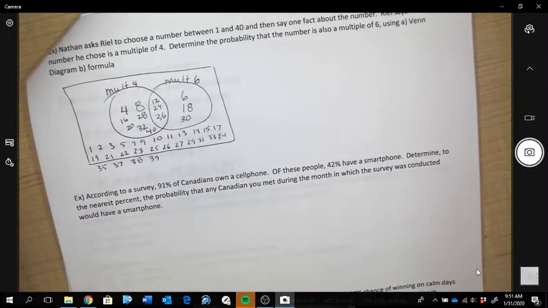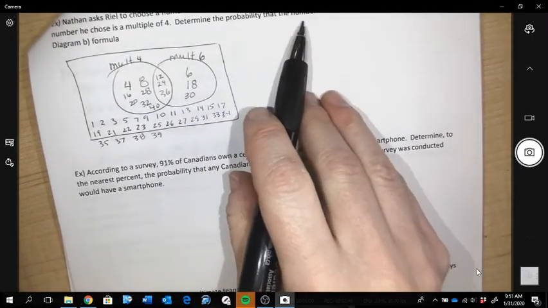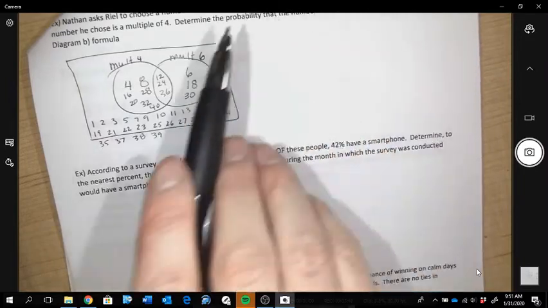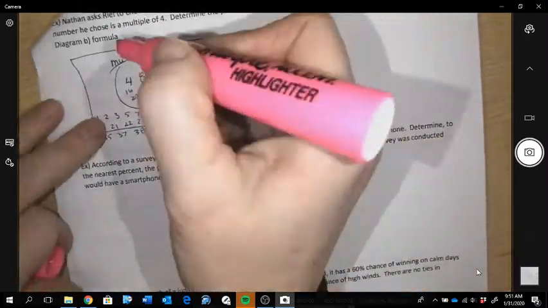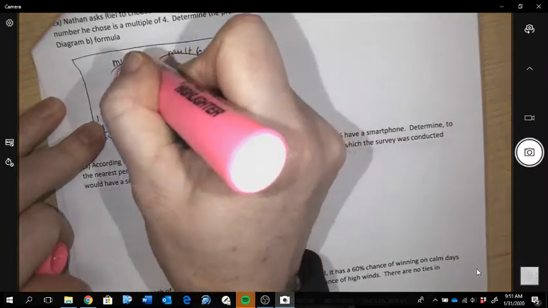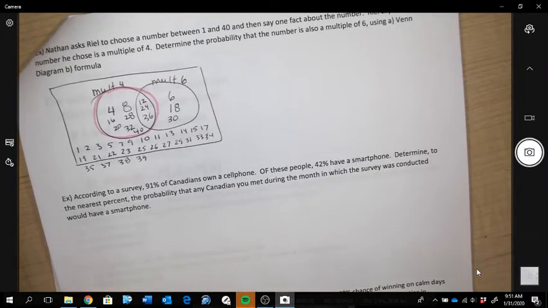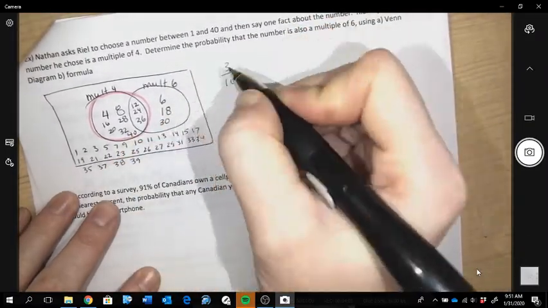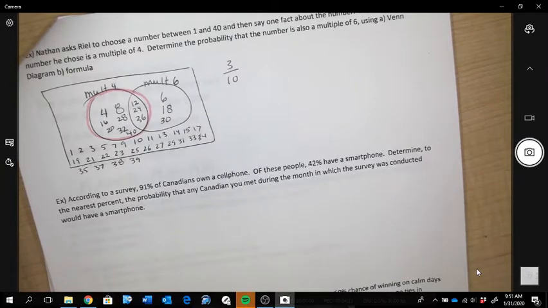Okay, so I put all the numbers 1 through 40 in some place. So determine the probability that the number is also a multiple of 6. So he says that he chose a multiple of 4. So in choosing a multiple of 4, he chose a multiple of 4, so there's 10 items. So what's the probability that it's also a multiple of 6? So that would be 3 out of the 10. So out of those 10, 3 of those numbers are also a multiple of 6.